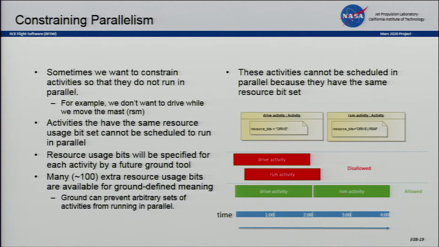We also want to constrain parallelism. For example, on a rover, if you're moving the arm around trying to pick up a rock, you probably don't want to be driving around at the same time. That would be a bad thing.